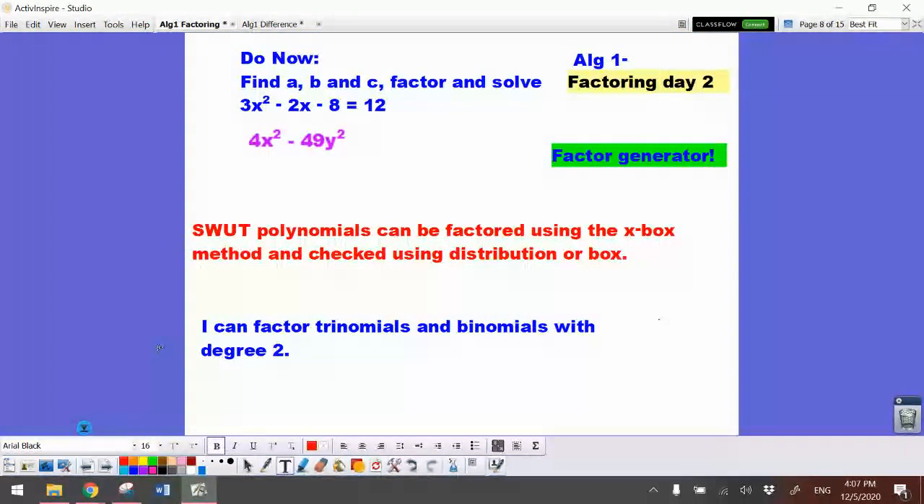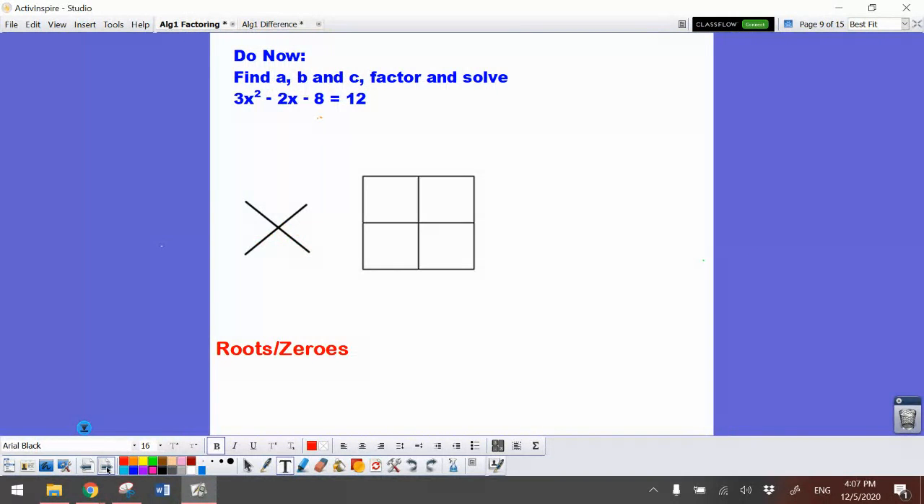And let's go ahead and open up that factor generator to make sure that we're good to go on using it to pull factors if we need it. Remember, that is in your resources, so make sure to go ahead and open that up. And let's take a look at our first problem today. 3x squared minus 2x minus 8 equals 12.